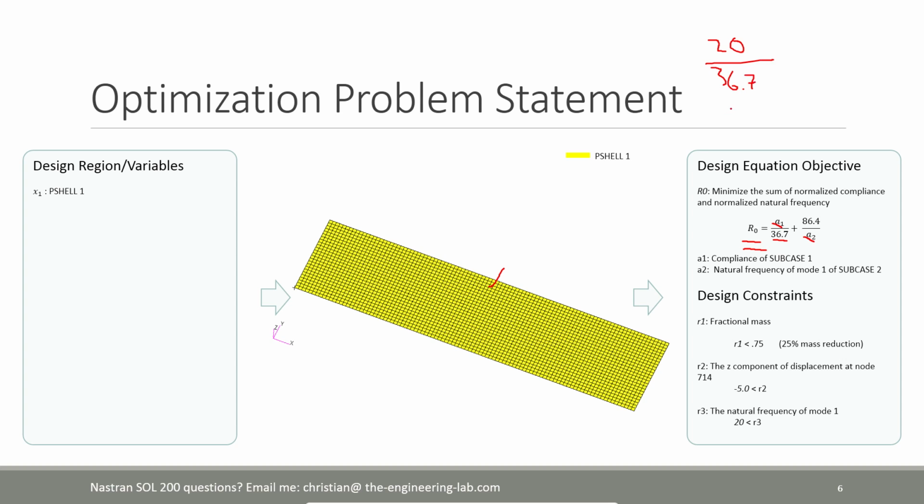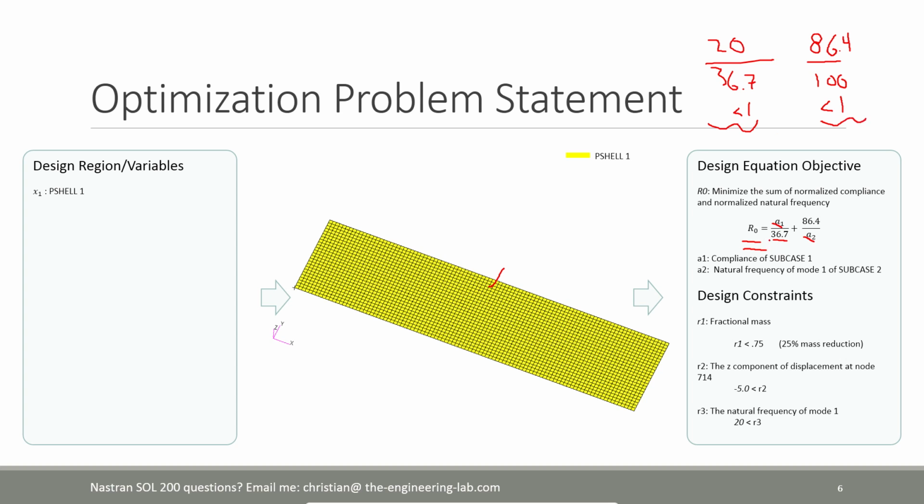This expression will be less than 1. And now what about natural frequency? If the natural frequency is increased, for example, if instead of 86.4 hertz it becomes 100 hertz, this also becomes less than 1. So the optimizer will try to minimize both this term and this term on the right.